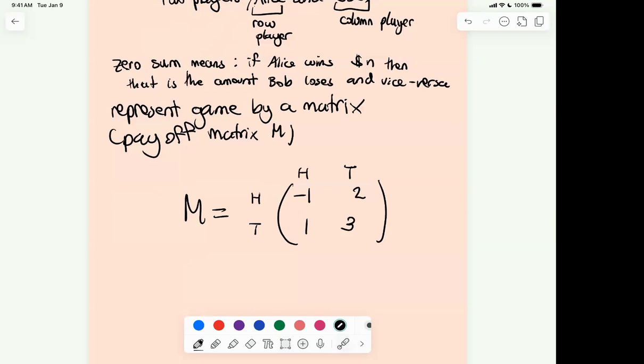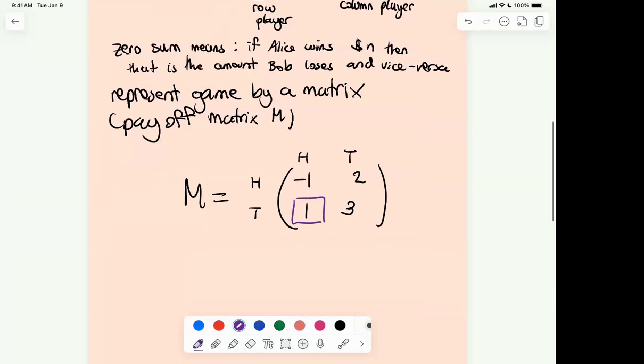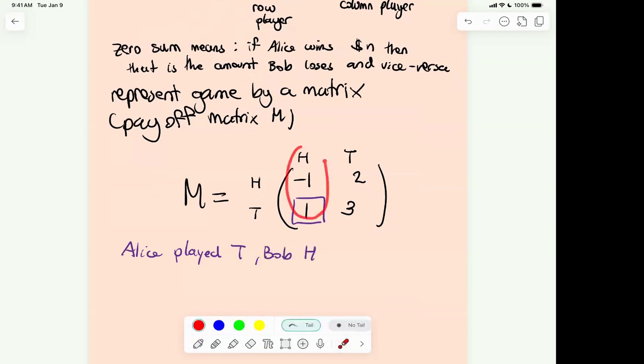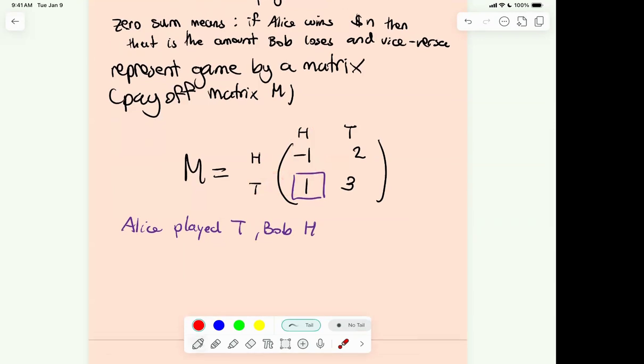Here, again, Alice is the row player. What does this entry mean? This means that Alice, being the row player, played tails when she flipped the coin, and Bob got heads. Because it's H for Bob, Bob is column, and tails for Alice. The interpretation of this number 1 is that that is the amount that Alice would get paid. So in this round, if they play that way, Alice gets $1.